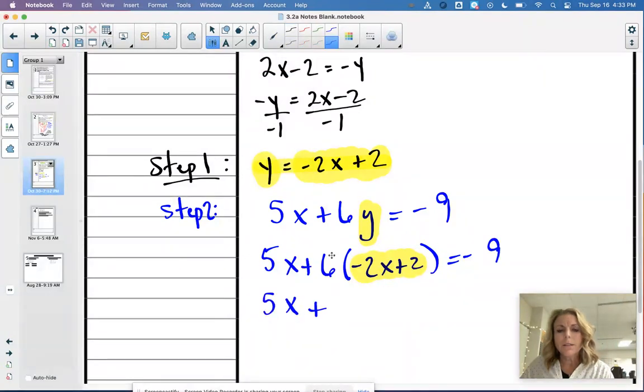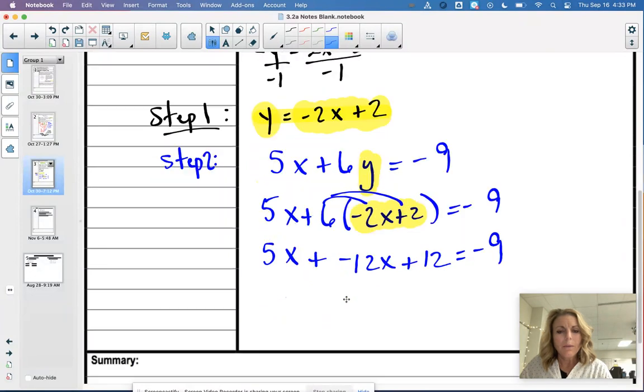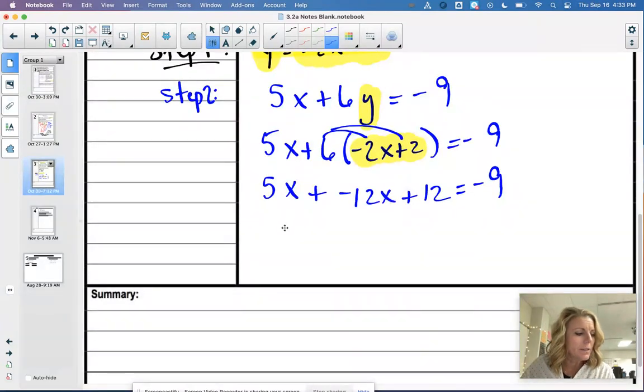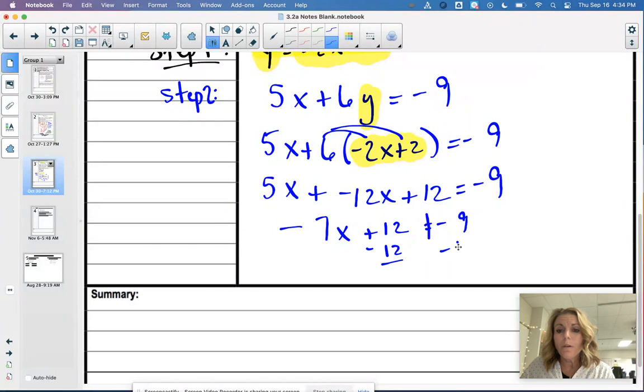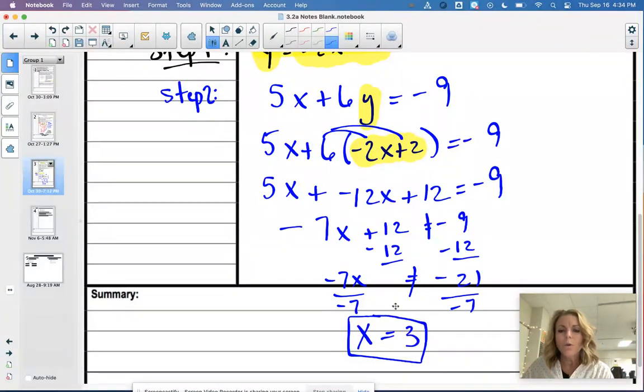So 5x plus, we distribute the 6, which is negative 12x plus 12. I'm going to combine like terms. So 5x plus a negative 12x is a negative 7x. I'm going to subtract the 12 on both sides because I'm trying to solve for x here. Negative 9 minus 12 is a negative 21. And divide both sides by negative 7. I get x is equal to 3. I have my x value. I now need my y value.